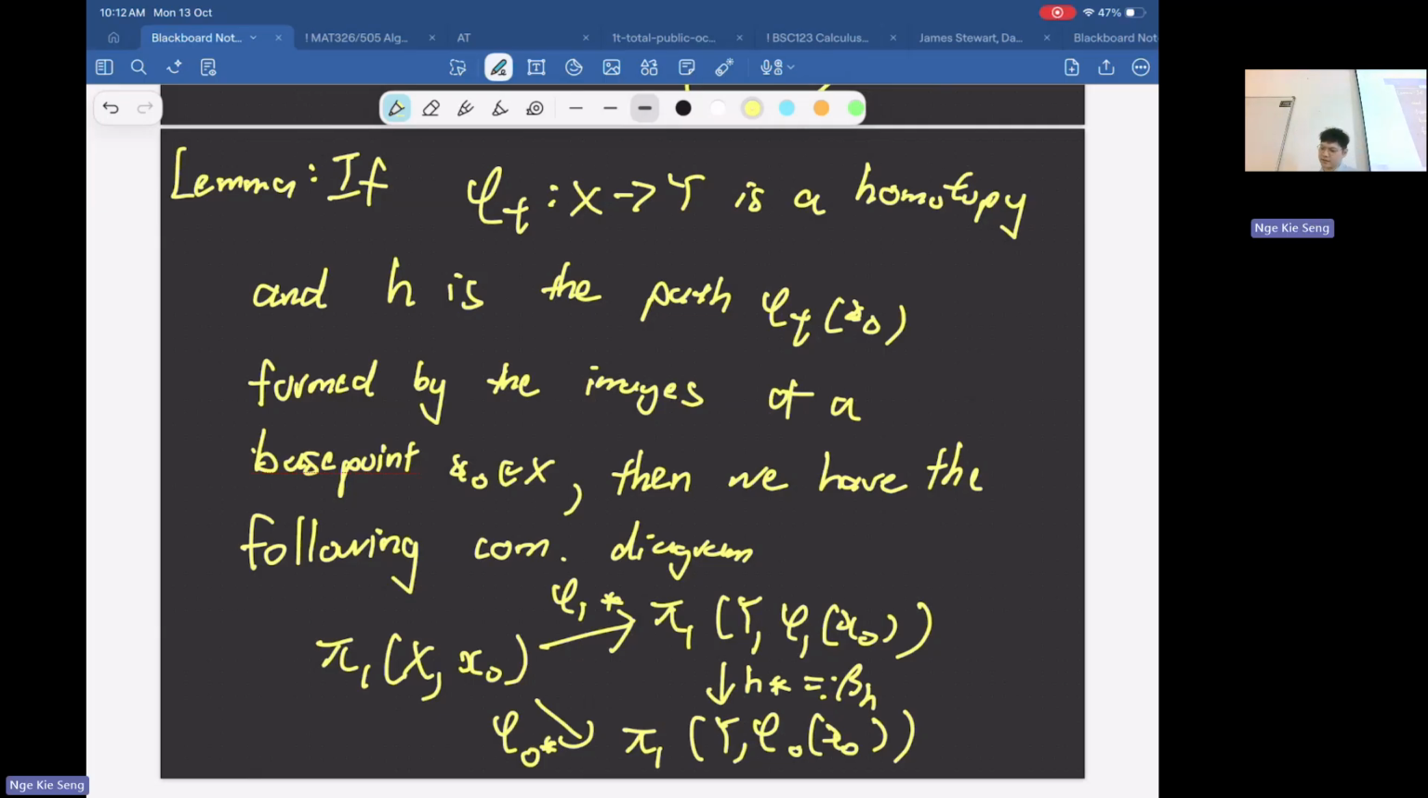It seems like this homotopy is not quite the base point preserving homotopy. It is not the base point preserving one, because otherwise φ1 x naught is just φ0 x naught, then this h is just an identity, just a constant map. So this is not quite base point preserving. Why suddenly introduce this? We'll figure out later.